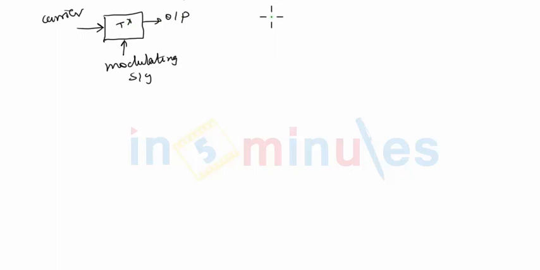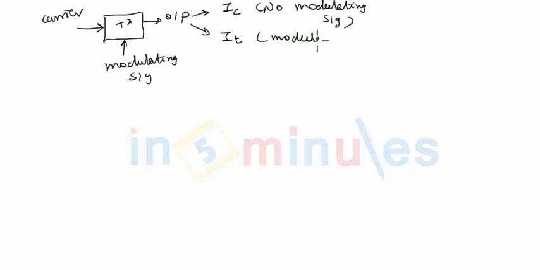Now the question says when there is no modulating signal applied, the output current, let us assume, is IC, because when there is no modulating signal applied, the only input to the transmitter is the carrier signal, so the output will be IC. But when the modulating signal is applied, my output will be the modulated waveform, which is a combination of carrier as well as modulating signal. Let me call it total current IT. So IT is the current amplitude that we get when the modulating signal is applied.